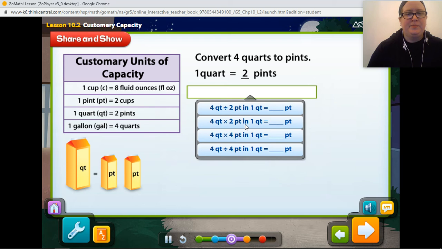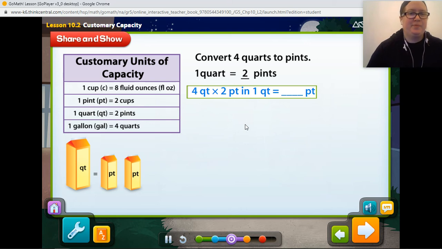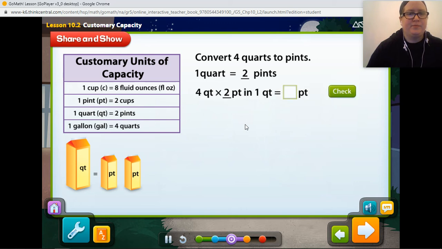What is the equation to convert 4 quarts to pints? So 4 times 2. Correct. You can multiply the total number of quarts by the number of pints in each quart. Now solve the equation. Now there are 8. Correct. There are 8 pints in 4 quarts.